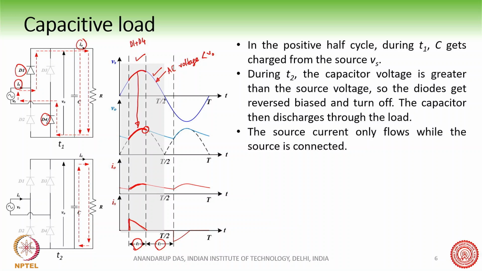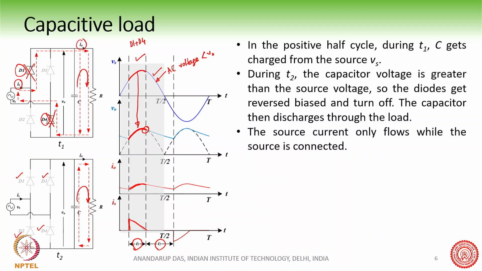So when that AC voltage becomes less than V0, then the diodes stop conducting. These two diodes stop conducting, and therefore the capacitor starts to discharge through this load. So this is what is shown here. The capacitor is discharging here in this way, and all these 4 diodes have stopped conduction during this time.